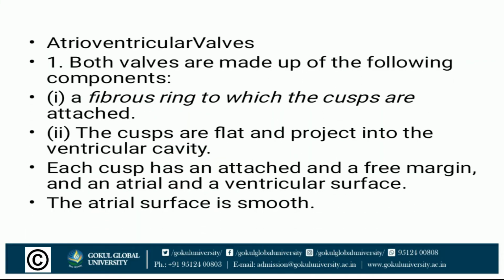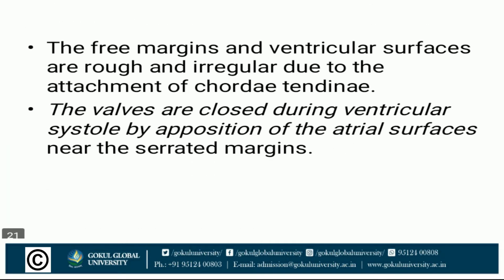Atrioventricular valves. Both valves are made up of the following components: a fibrous ring to which the cusps are attached. The cusps are flat and project into the ventricular cavity. Each cusp has an attached and a free margin and an atrial and ventricular surface. The atrial surface is smooth. The free margins and ventricular surfaces are rough and irregular due to attachment of chordae tendineae, that we have seen.